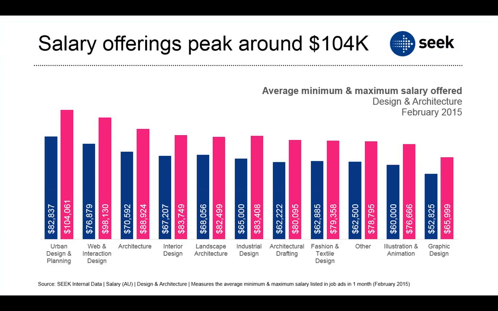So we can tell you that urban design and planning attracts the highest salary band, anywhere between 82 to 104,000 is the average minimum and average maximum salary being offered. Now, if we're looking at architecture, it's between 70 and 89. So if you have a hiring manager that's saying, we only want to pay 65,000 for an architect, you can tell them that they're crazy because it's going to be really, really difficult for you to be able to source to that.